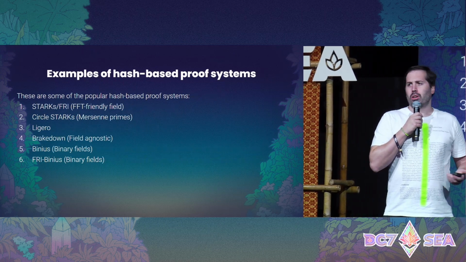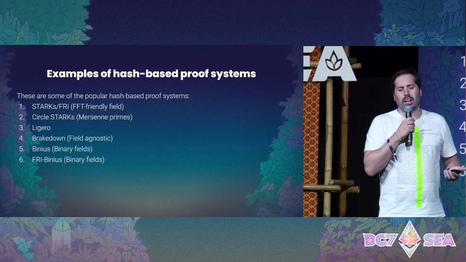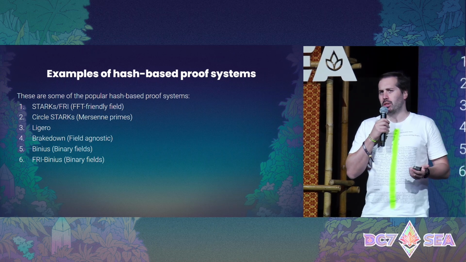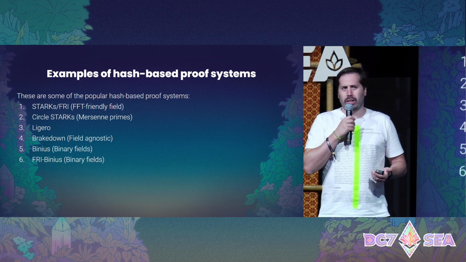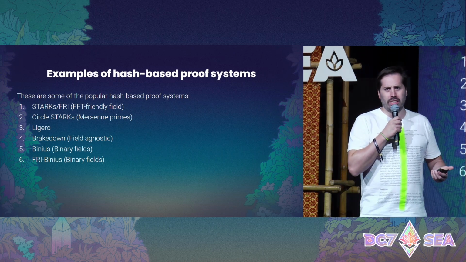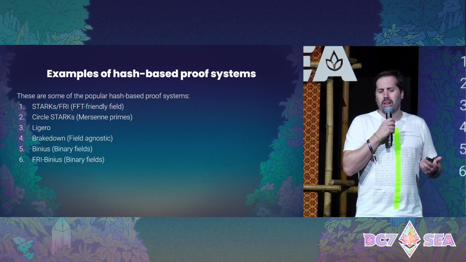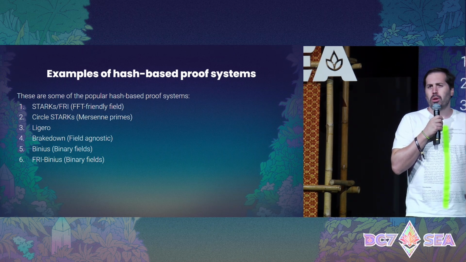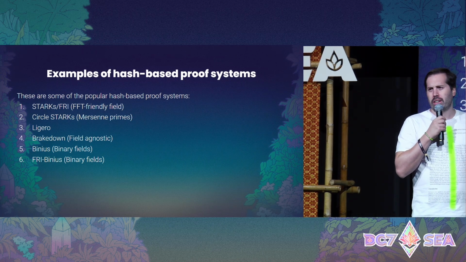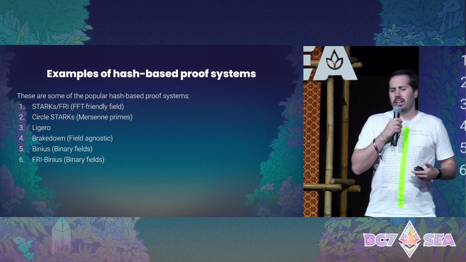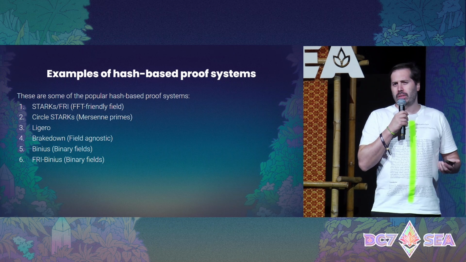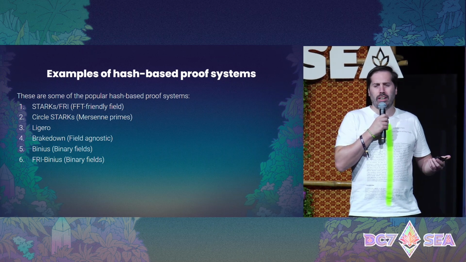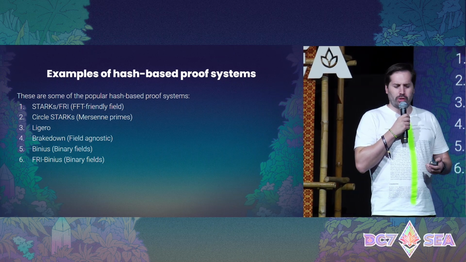Some examples of these proof systems are STARKs with FRI, Circle STARKs, which have shown amazing performance, being able to prove over 500,000 hashes per second for Poseidon 2, Ligero, Binius that works over binary fields and can be an interesting option to build new zkVMs, and Blaze, which also works over binary fields but has smaller proof sizes.